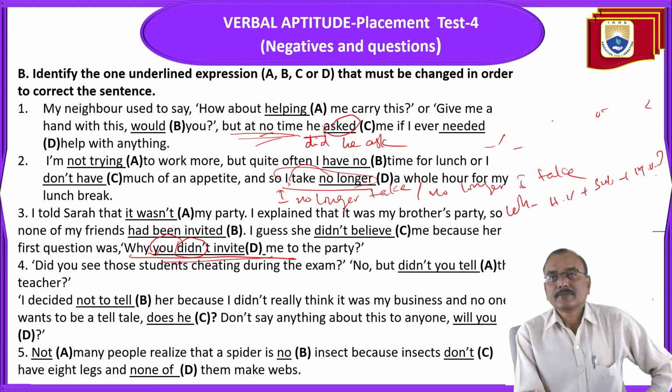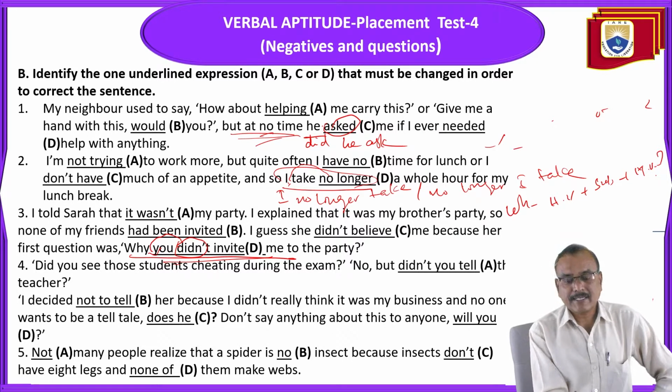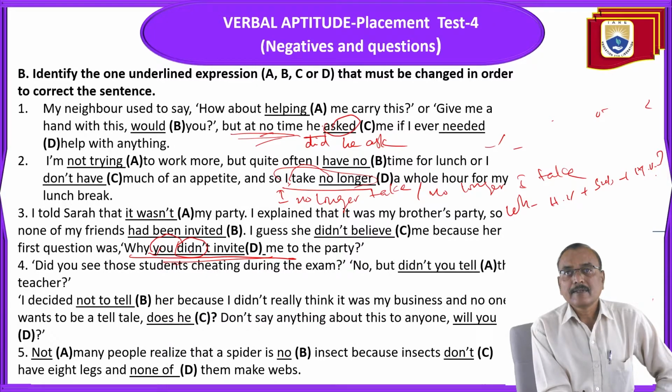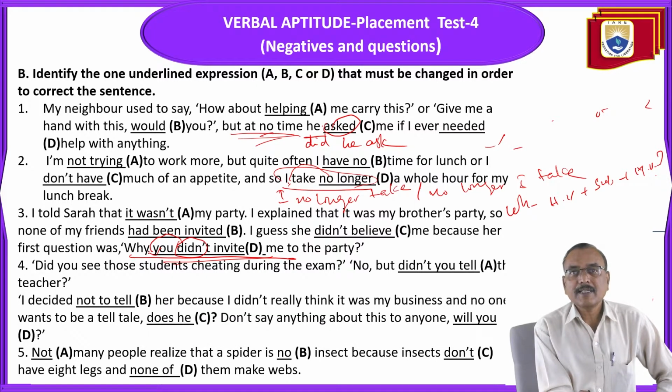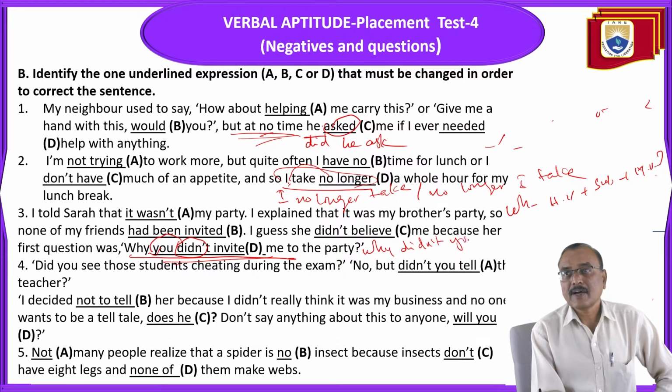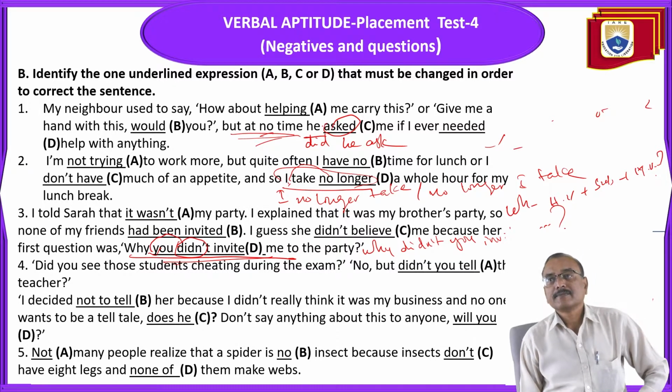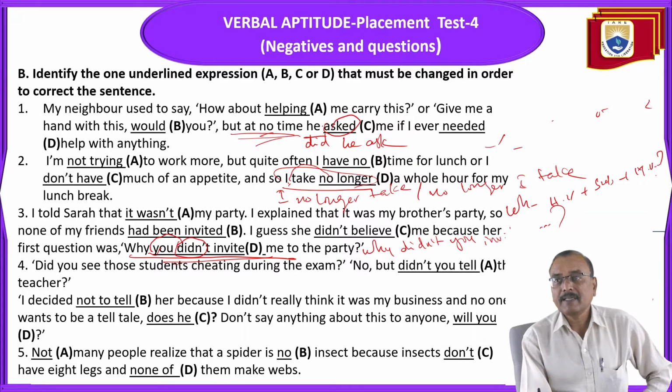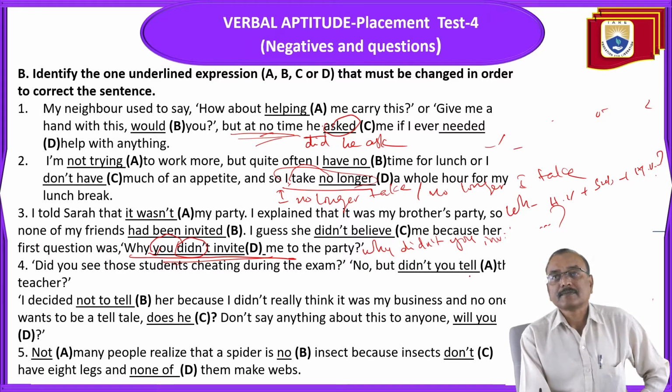Now, what is the reason here? The helping verb should come before the subject here. You is the subject, didn't is the helping verb. So here, why didn't you? Here, I'll write here. Why didn't you? Why didn't you invite? Right? Why didn't you invite me to the party? Is it clear?